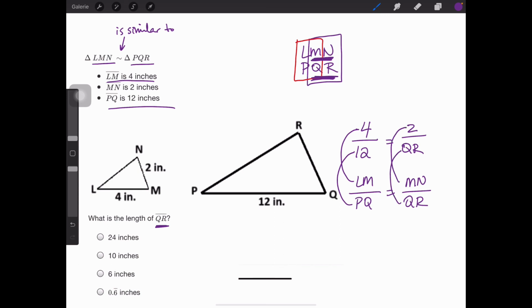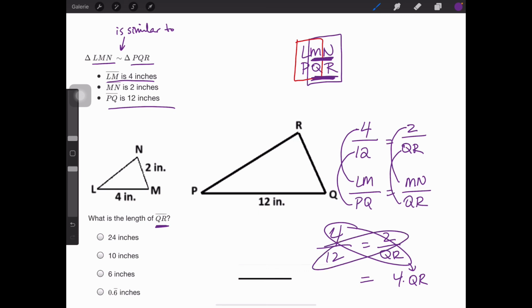All right, so now I'm going to do some cross multiplication. I need to figure out what QR is. So 4 over 12 equals 2 over QR. So 4 times QR equals 12 times 2. So I can also write this as 24 equals 4 times QR.